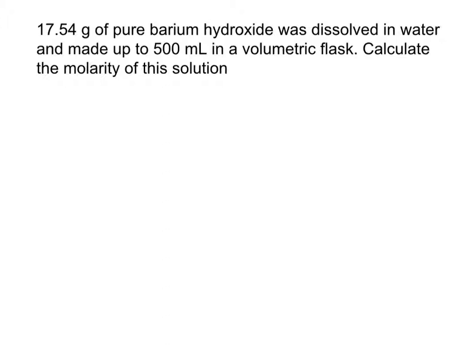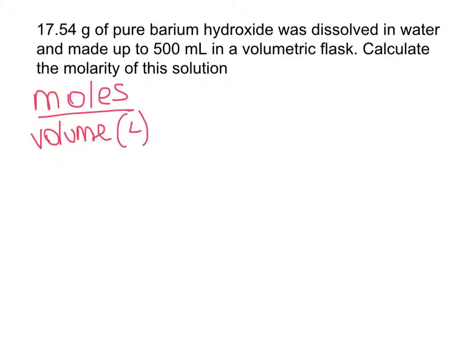Now remember that the equation for molarity is moles over volume in litres. So in this case, we have 500 mL. So remember, we need it in litres. So how do we start this equation? Very first thing, we need to determine our molar mass of our barium hydroxide. So remembering our symbols for barium hydroxide, Ba(OH)2.